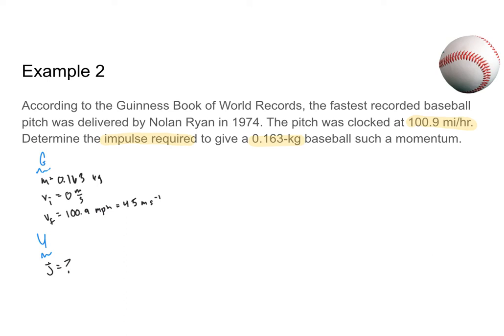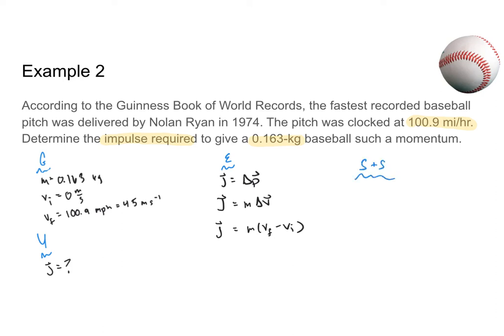So writing out our equation, we're going to use the impulse momentum theorem, which is that our impulse is equal to our change in momentum. Thus, our impulse is equal to our mass times our change in velocity, or the impulse is equal to the mass times our final velocity minus our initial velocity. Moving to the sub and solve stage, we can start plugging in numbers.